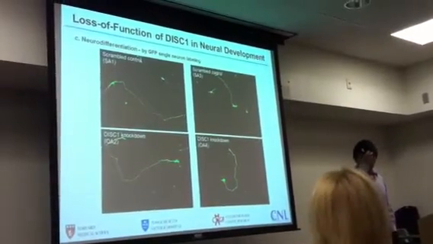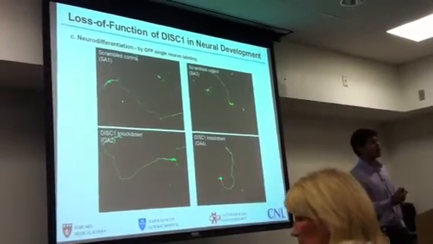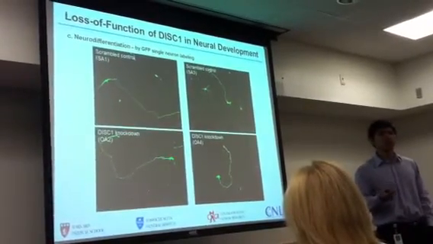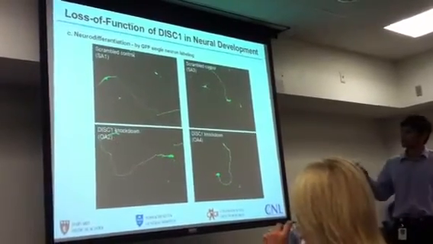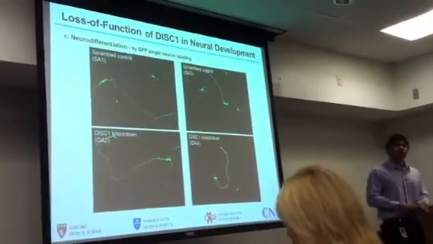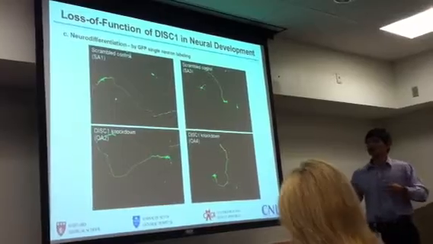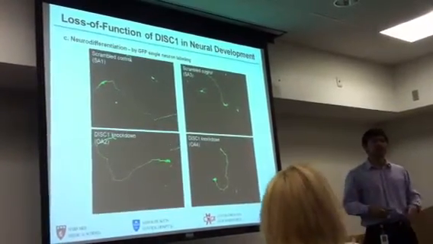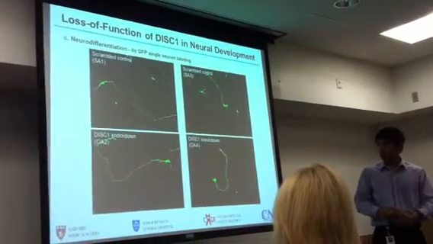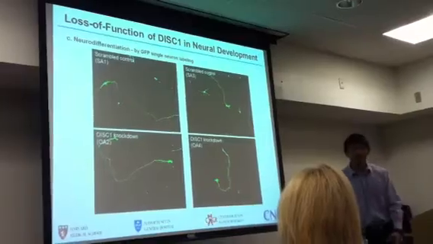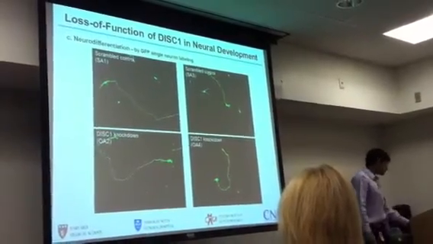But as I was taking the pictures, I noticed that it was easier to find the scramble control neurons compared to the DISC1 knockdowns. So what we'd like to do is eventually use a microscope that'll take random, non-biased images and then calculate an average of how sophisticated these neurons are.